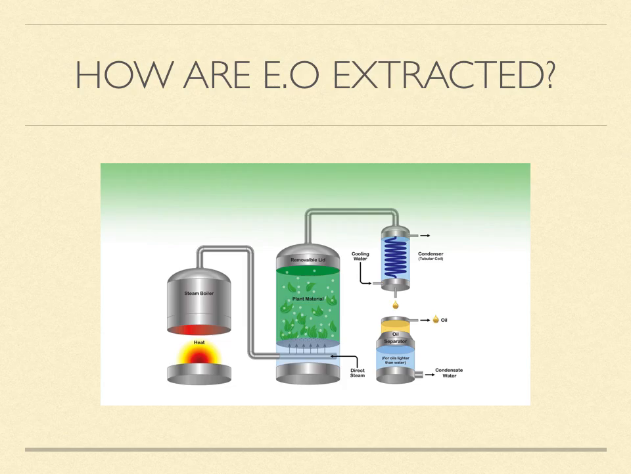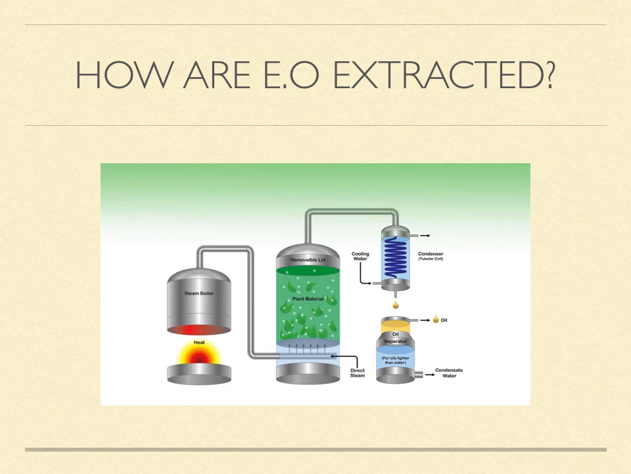So basically on the left here, we see that we have a source of heat, like a hot plate, and on top of it is our steam boiler. We then have a pipe that connects it to a larger container, and the pipe will send steam upwards through a sieve. On the sieve is where we will have placed our plant material, so this can be the leaves or the flowers or really any part of your aromatic plant.